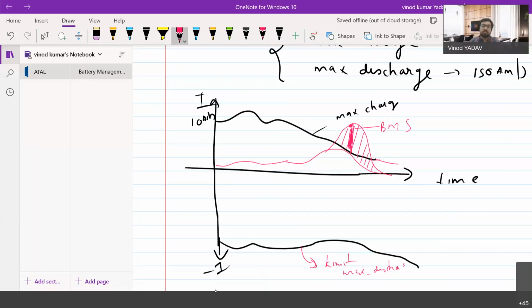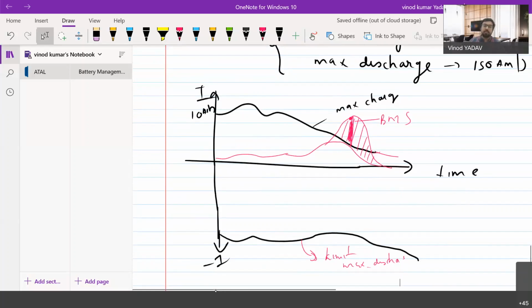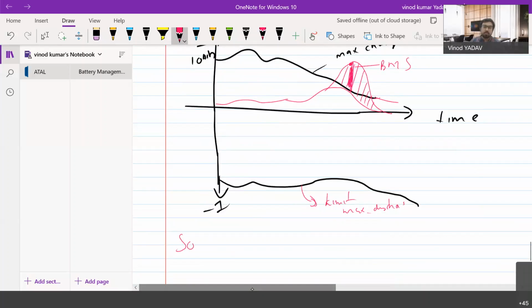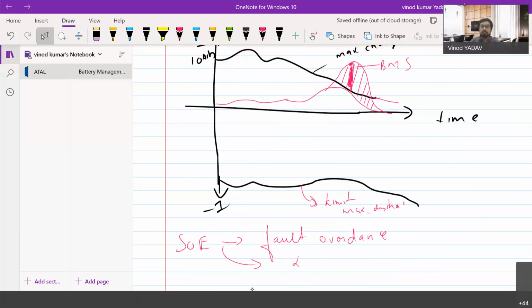So this envelope, the safe operating envelope, is built so that the battery works in an efficient and suitable environment. Other benefits of this SOE: it works for fault avoidance, and it helps to increase the lifetime of the battery pack.